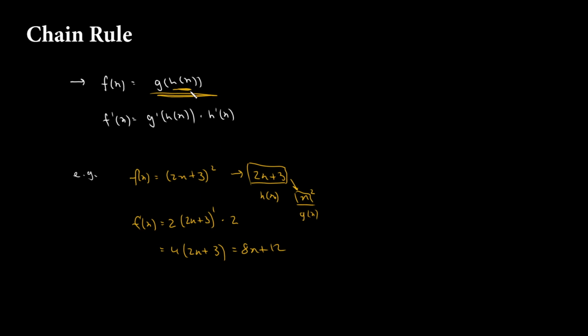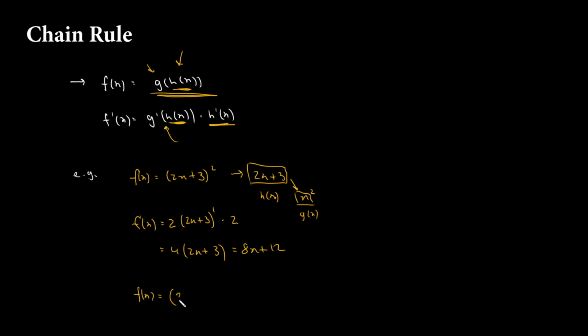When you have a function within a bigger function, you basically derive the bigger function, leaving the inner function inside, and then you come back to it and derive the inner function. So you do the outside, and then you come back to do the inside, and then you multiply them both. That's basically the chain rule. And the chain rule can be applied more than once.